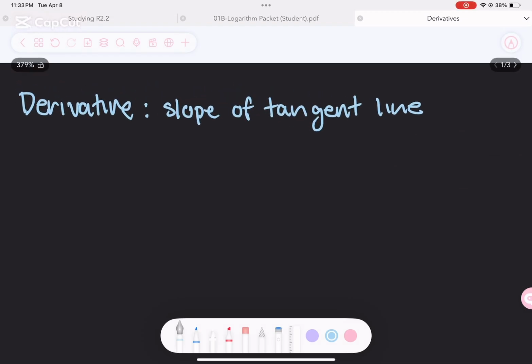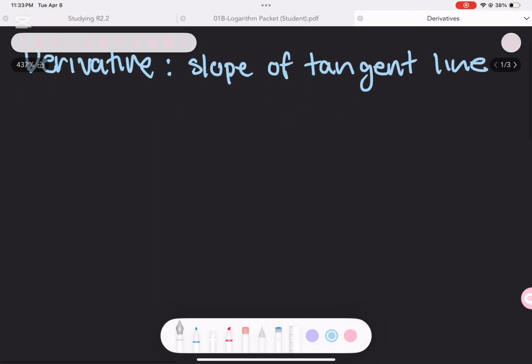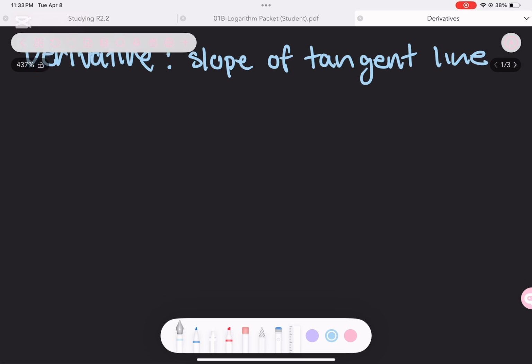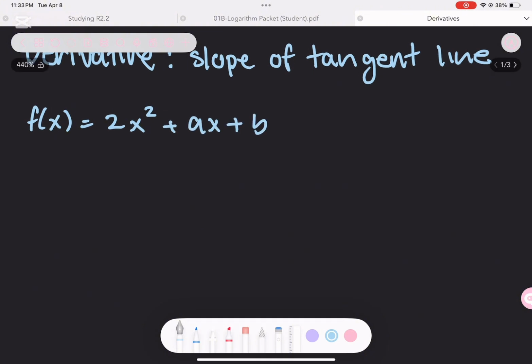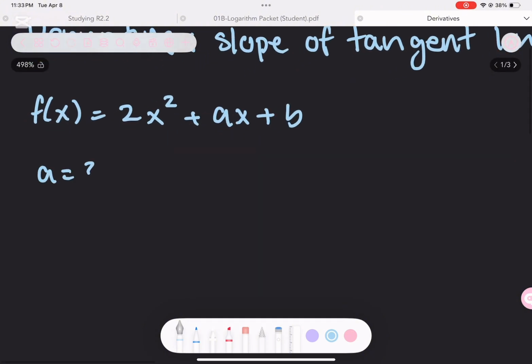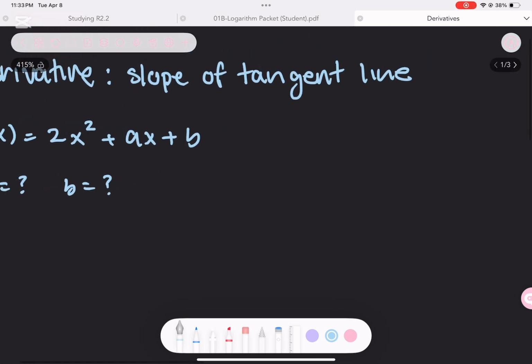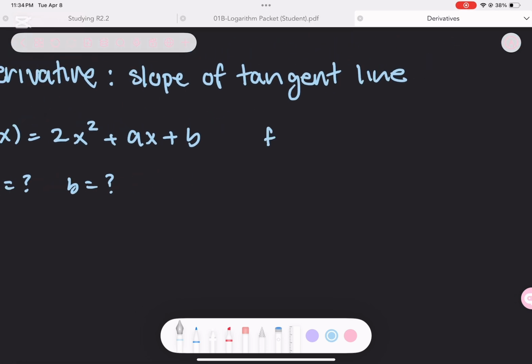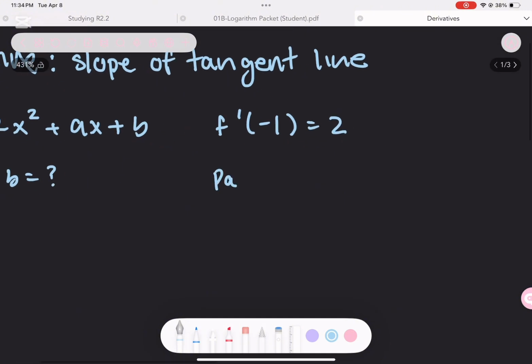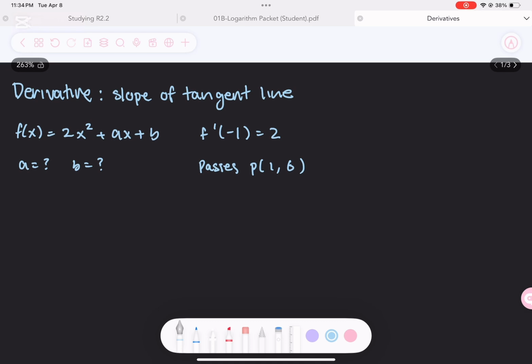A derivative can be described as the slope of a tangent line on a function. So for example, you're given f of x, say f of x is equal to 2x squared plus ax plus b, and you want to find a and b. The parameters you're given are f prime of negative 1 is equal to 2, and it passes through the point (0, 16). This is your x and y value.